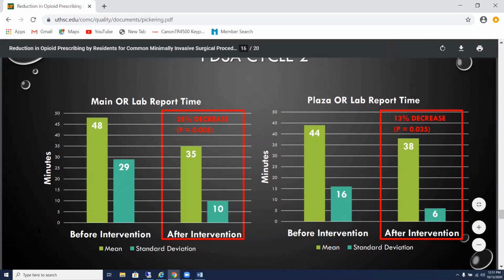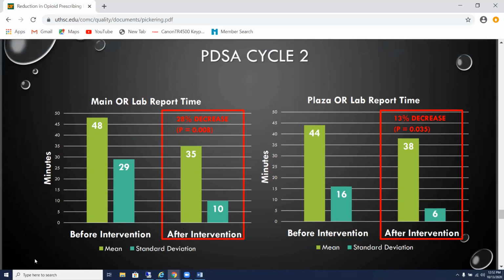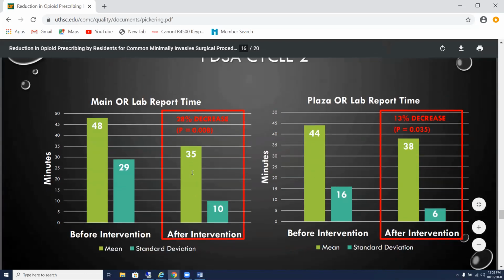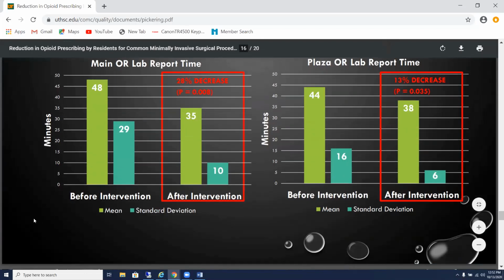So the previous slide was every single case. This slide divides it into the main operating room and the Plaza. So we changed in both of them. In the main OR, we were able to have a 28% decrease after our intervention. In Plaza OR, we had a 13% decrease after our intervention, and they're both statistically significant. And we'll talk a little bit about why I think we may have not been affected as much in the Plaza OR in a second.